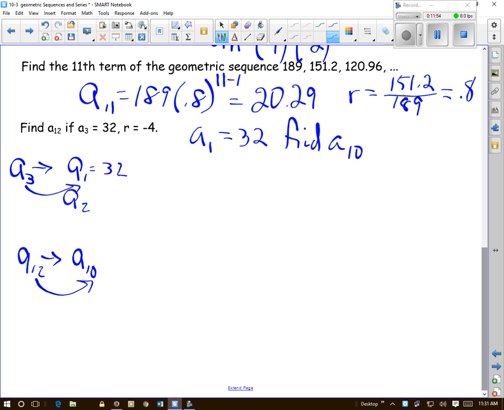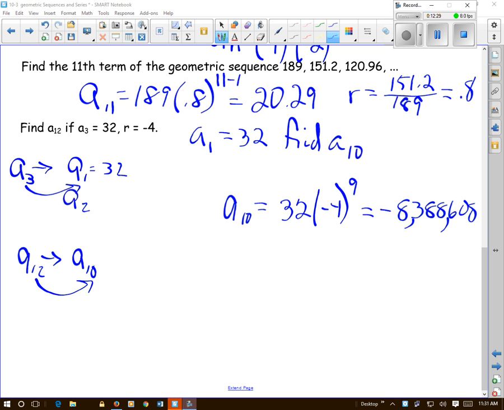We're given the value of r. So we have our formula that a10 is going to equal a1, 32, times r, negative 4, to the n minus 1 power. So that's going to be to the 9th power. At which point we can just grab our calculator and figure out what that will be. Anybody have it? Negative 8,388,608.